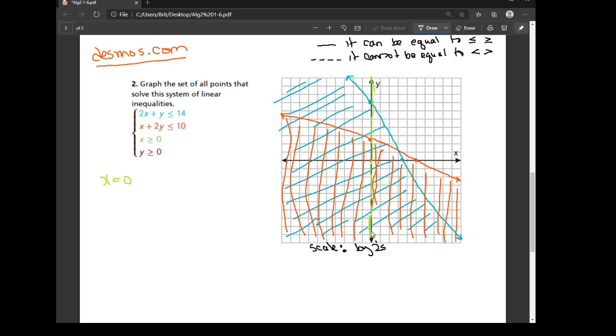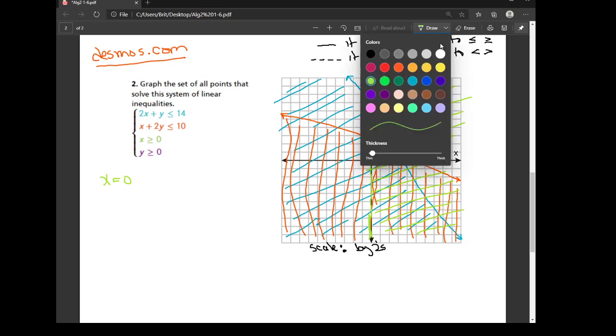And I'm using a solid line because it can be equal to. Now in terms of shading, I'm looking for x is greater than that 0, or equal to it. So I'm going to shade where all the numbers are greater than 0 on the x-axis. And that's going to be here to the right. So in terms of my inequality, now I've kind of cut down my solution set, right? Now I'm looking at this area right here.